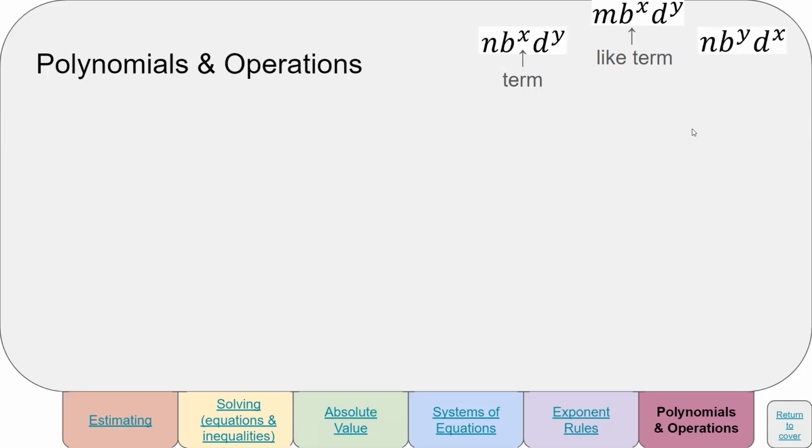All right, so then if I'm looking at n, b to the y, d to the x, this isn't a like term because my base b has exponent y and my base d has exponent x, and the exponents have been switched.